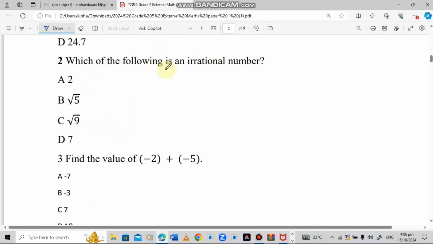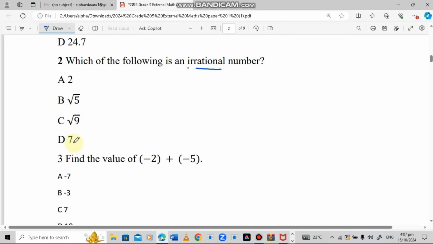Number 2, which of the following is an irrational number? First of all, you need to understand what an irrational number is. An irrational number is a number that cannot be written as a fraction. All the integers can be expressed as fractions. So 2 is an integer, it can be expressed as a fraction. The square root of 9 is 3, and 3 is an integer and it can be expressed as a fraction.